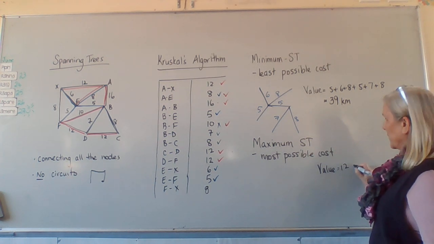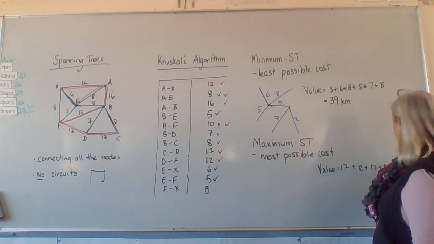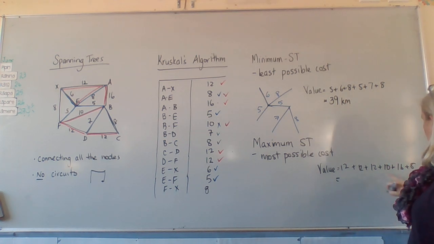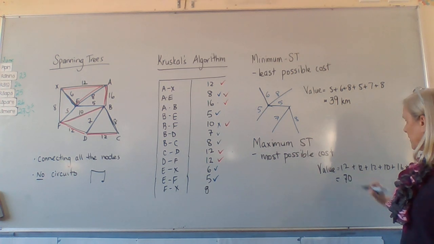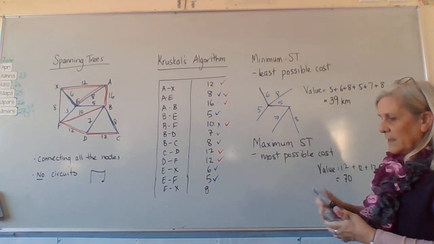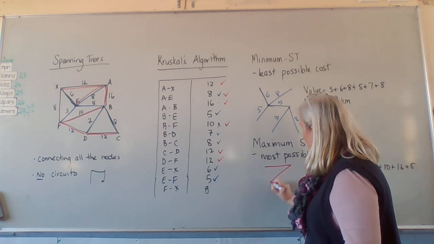12 plus 12 plus 12 plus 10 plus 16 plus 8. 24, 36, 46, 56, 62, 70. Right. And what does it look like? Quite different. So it looks like this time.